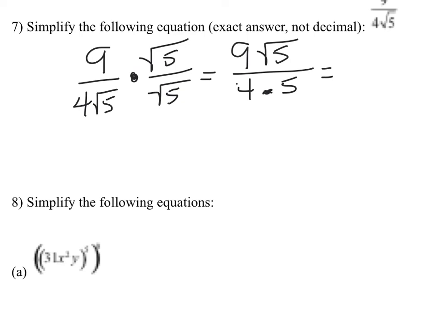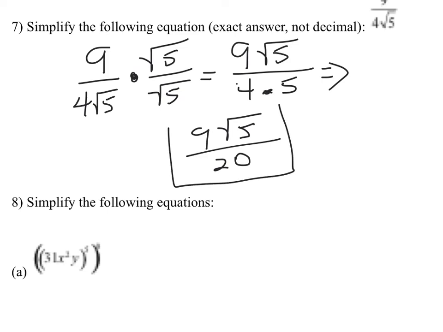So now our final answer is 9√5/20. Now, if I could reduce that, I would, but I can't, so I'm going to leave it like that. Next problem.